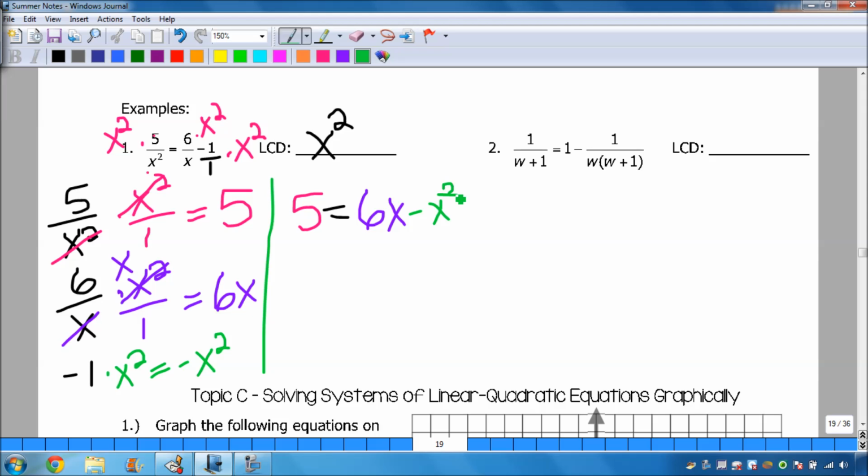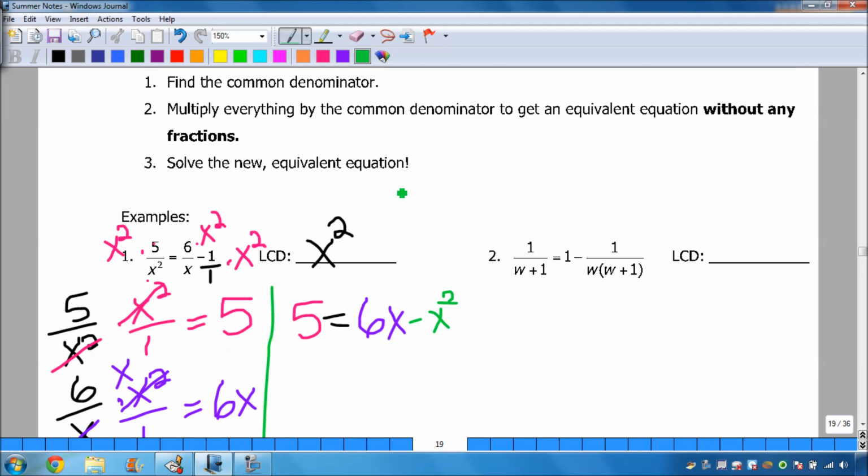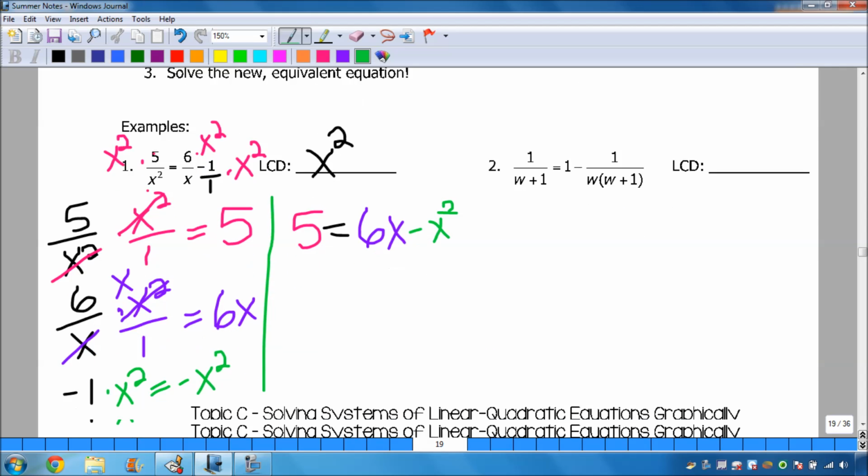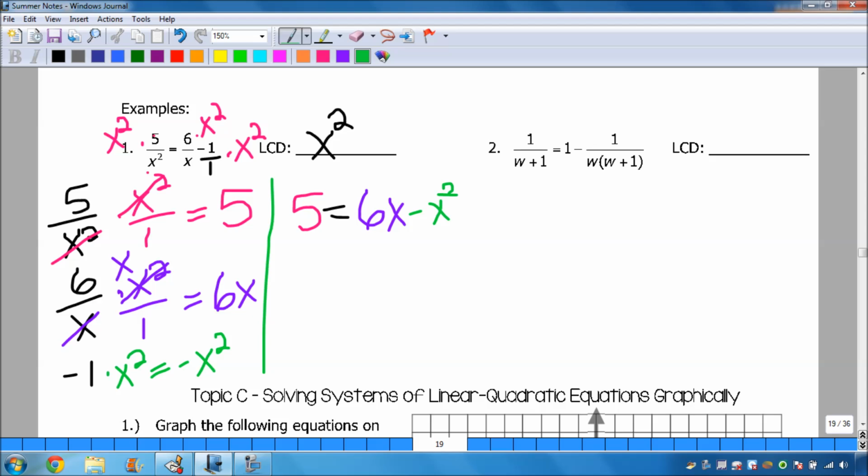So let's look back at what step 2 says. Step 2 says, multiply everything by the common denominator to get an equivalent equation without any fractions. See how now your new equation has no fractions in it, but it is equivalent to this original equation. Now all I have to do is solve my equation, and then I'm good to go.